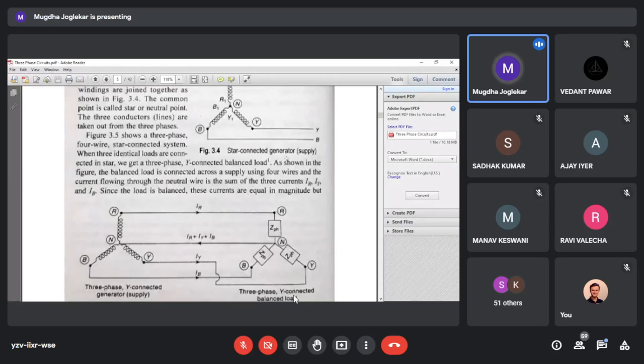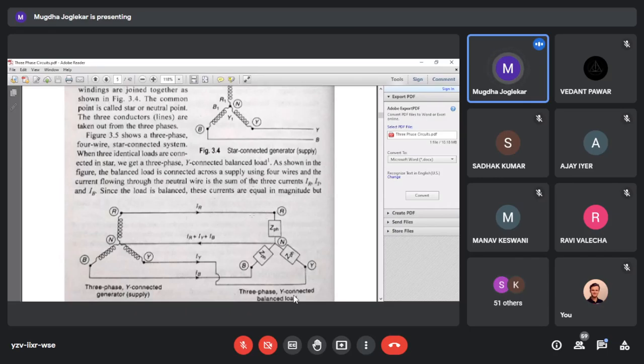Now next, if we look at this, this is a supply and this is a load, both interconnected. The supply is connected in star, so R, Y, B and the middle point is neutral. And the load is also connected in star with the same magnitude and same power factor. So all the impedances are ZPH, ZPH, ZPH. This ZPH is connected to R and the neutral point, this ZPH is connected to B and the neutral point, and this ZPH is connected to Y and the neutral point.